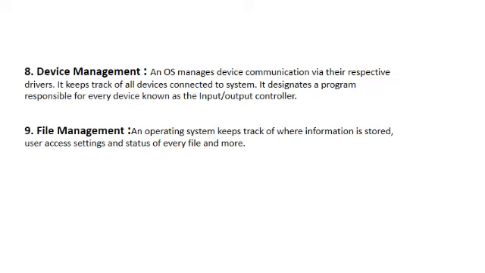The last function is file management. A file system is organized into directories for efficient or easy navigation and usage. These directories may contain other directories and other files. Operating system displays structure or directories for data management. We can view file and folder listings and manipulate those files and folders like move, copy, rename, delete, and many others.